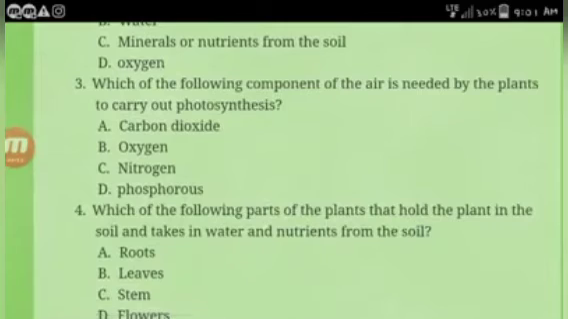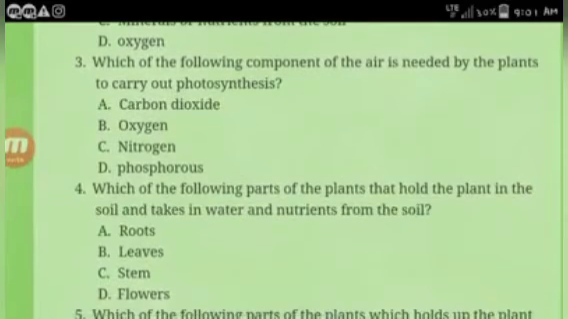Next one, which of the following is a component of the air that is needed by the plants to carry out photosynthesis? Okay, so the first choice is carbon dioxide, oxygen, nitrogen, and phosphorus. Here, it's very obvious, it's carbon dioxide, because plants need this one with water plus sunlight to produce sugar, which is C6H12O6, and oxygen, I'm sorry.